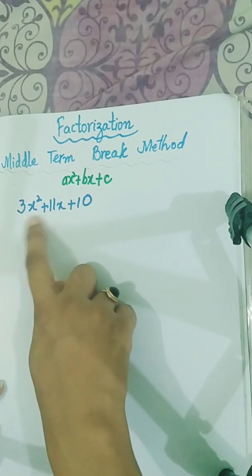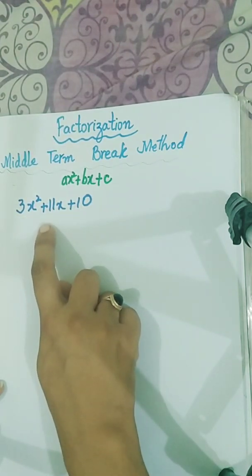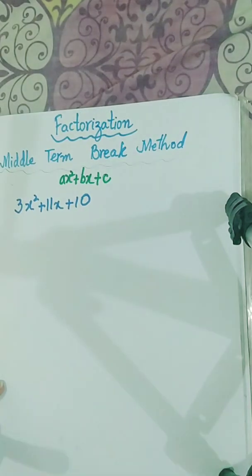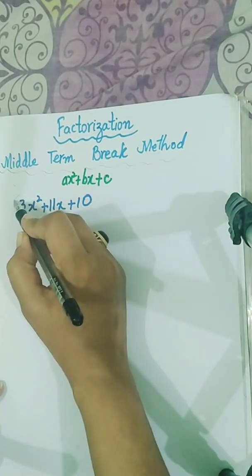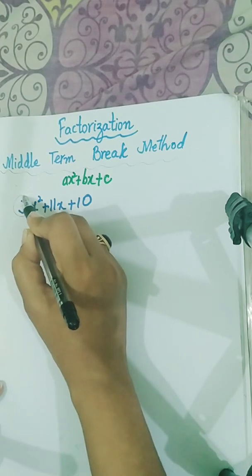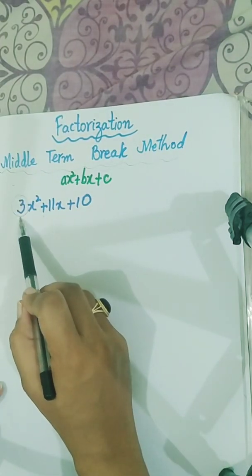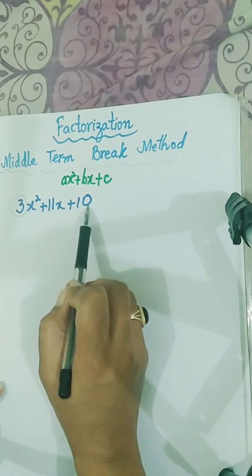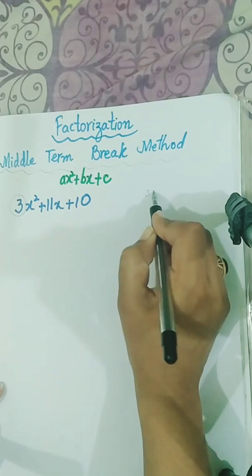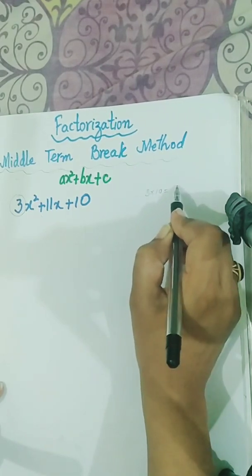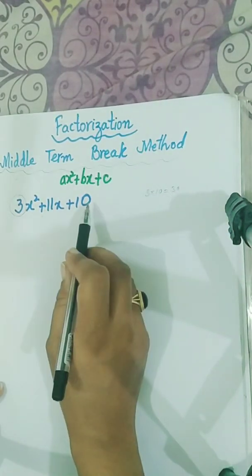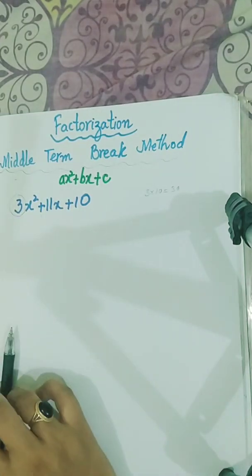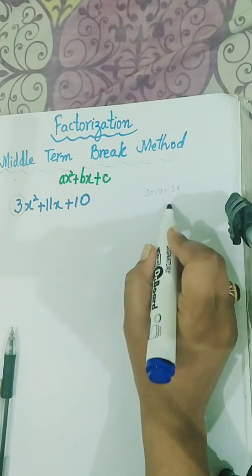If we have this condition, what will we do? We will first see the coefficient of x square. I can see that it is 3, and this 3 is going to multiply with 10. So 10 into 3, or 3 into 10, will be 30. So I need to find out the factors of 30.